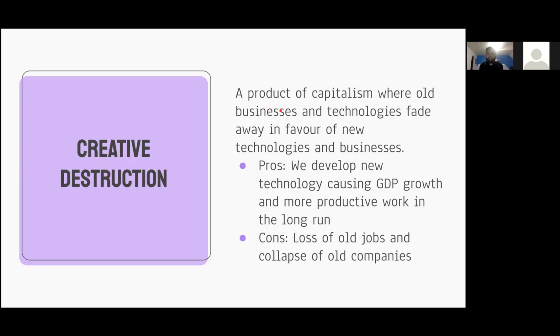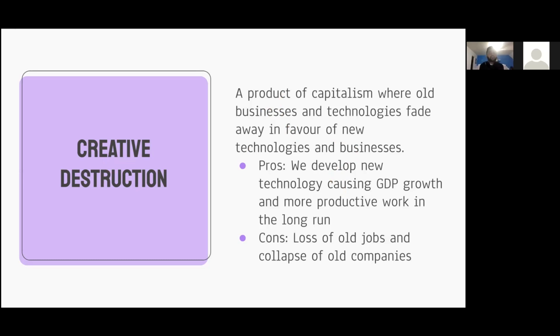Creative destruction refers to a product of capitalism where old businesses and technologies fade away in favor of new technologies and businesses. What this ends up meaning is that we develop new technology, which does cause our overall economy to grow and there's more productive work in the long run.